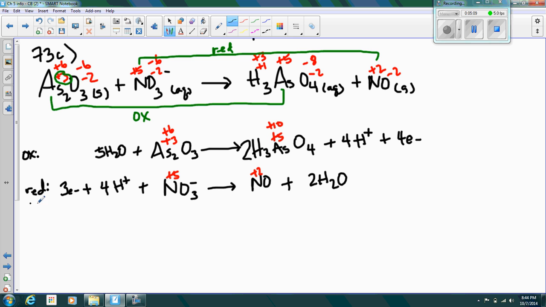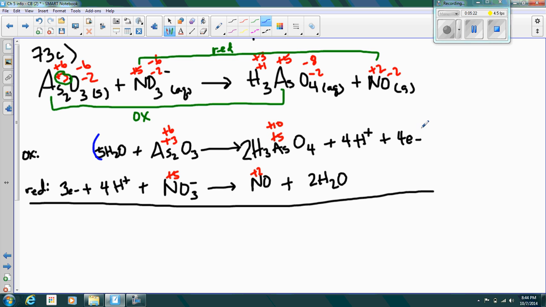Okay, now I want to try to add these up. And as I do that, I can see I have 4 electrons here, and I have 3 electrons here, so my common factor is going to be 12. So I need to multiply this whole thing by 3, and I need to multiply this whole thing by 4.